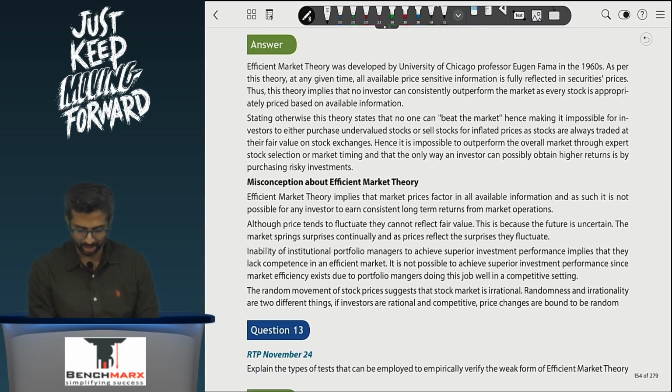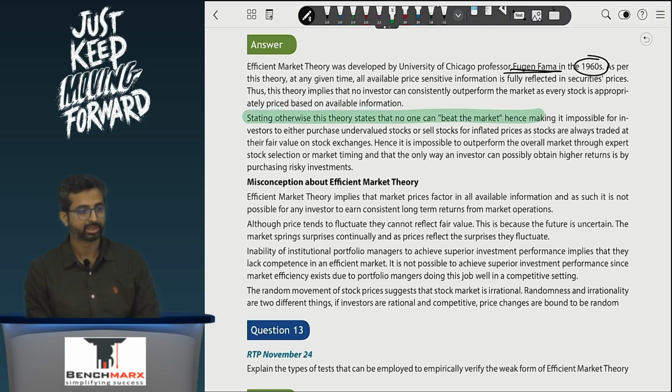Efficient market theory, and what is a major misconception regarding this theory. When you look at the efficient market theory, this was given by Eugene Fama in the 1960s. They had around 3 things. The theory states that no one can beat the market. That is what the theory used to say. Eventually your market will become efficient, and in strong form efficient, you cannot really beat the market.